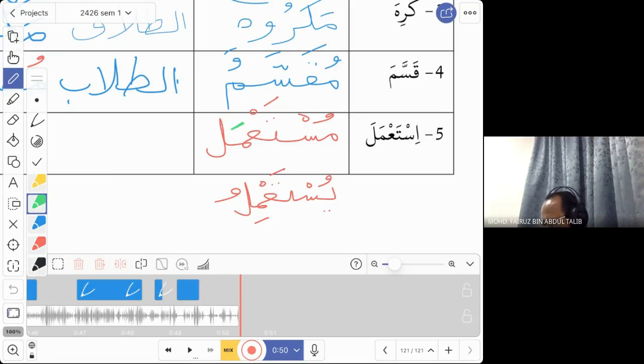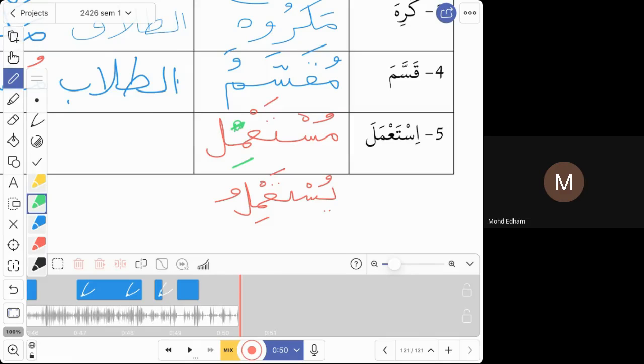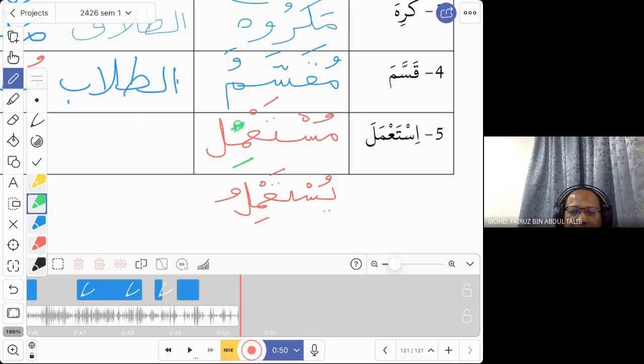But what if you write musta'milun instead of musta'malun? What is this? Musta'milun. This is not isim maf'ul. This is isim fa'il. This is the doer. If you say musta'milun, the person who is using it, then you call him musta'milun. But now, we want to refer to the object that is being used, then it is musta'malun. All right. So just make sure that the haraka, the vowel, is correct. Musta'mal.